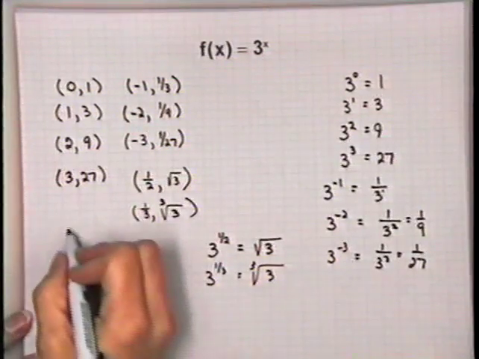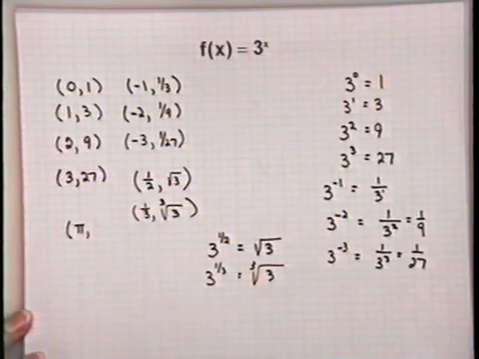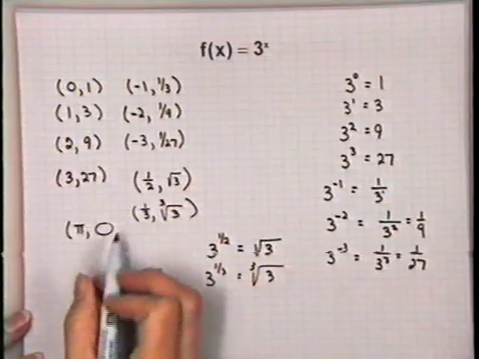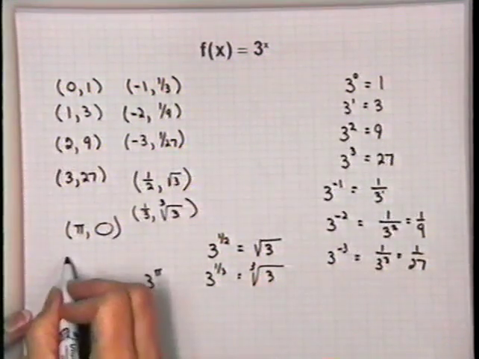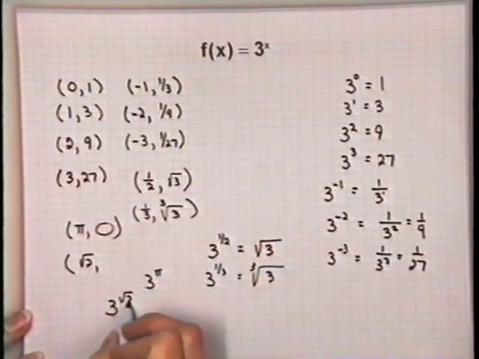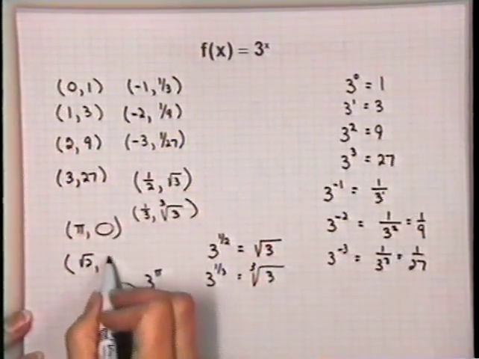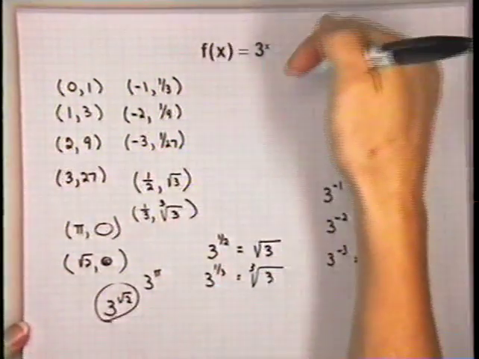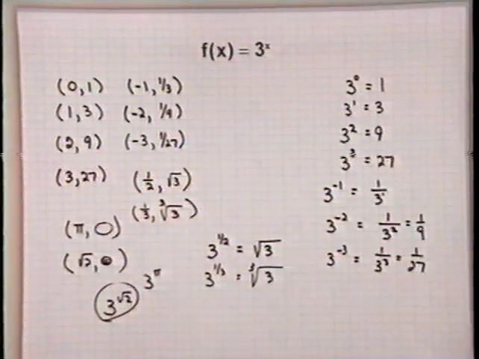We've already learned, of course, that we can choose such things like pi. We can do 3 to the pi. I think we did that a while ago. And we would get an approximate value here, wouldn't we? We could use some kind of an exponent like square root of 2. And we could take our calculator and do that 3 to the square root of 2 and get an approximate value that would go in here. I'm not going to do those at this point, but I just want you to get some idea about what happens when you have a function that looks like this. We can use all kinds of different values for x.